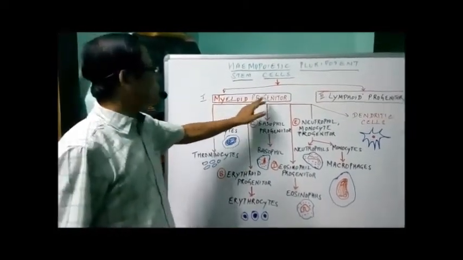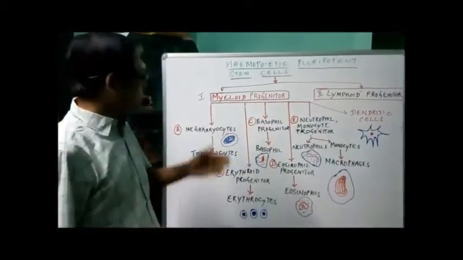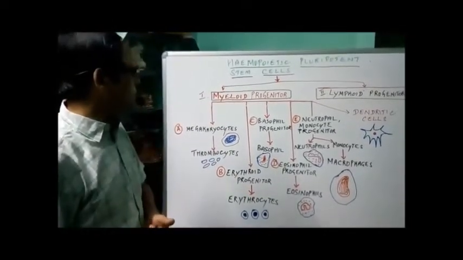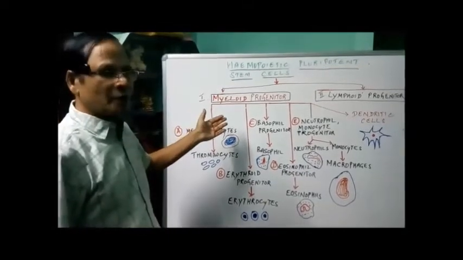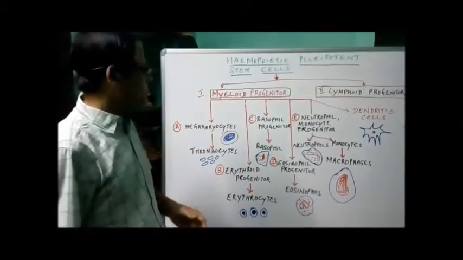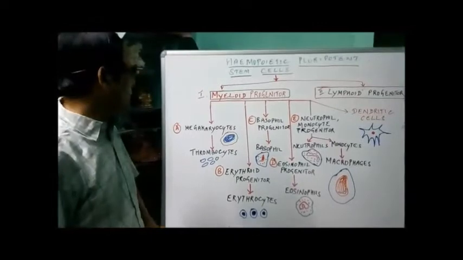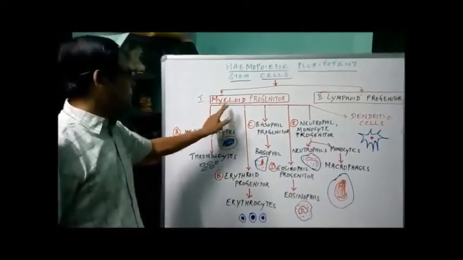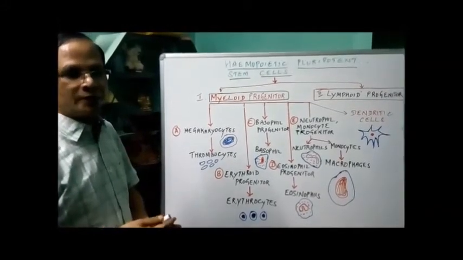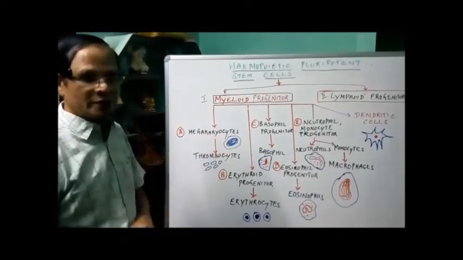Now we can classify the hemopoietic pluripotent stem cells into two categories: one, myeloid progenitor; another one, lymphoid progenitor. Progenitor means the forerunner, the ancestral cell. That's the meaning for progenitor. Now from the myeloid stem cells, we have the formation of the following cell types. Number one, from the myeloid progenitor, we have cells having a larger nucleus. Such cells with a larger nucleus are called megakaryocytes.